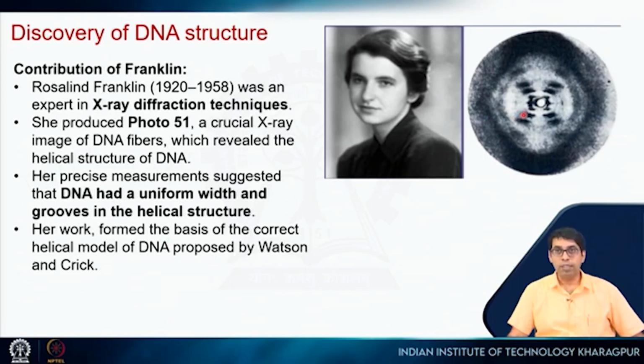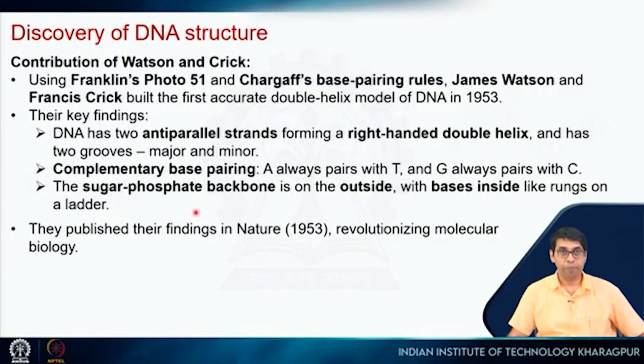Also, certain pitches that you can see here told them that DNA has a uniform width and it has grooves in the helical structure. So all of these were important clues in determining the final structure of the DNA. So using this data from Franklin and Chargaff's base pairing rule, where AT and GC were present in a certain ratio, Watson and Crick were able to describe the accurate double helix model of DNA in 1953. So this was published in their Nature paper in 1953.